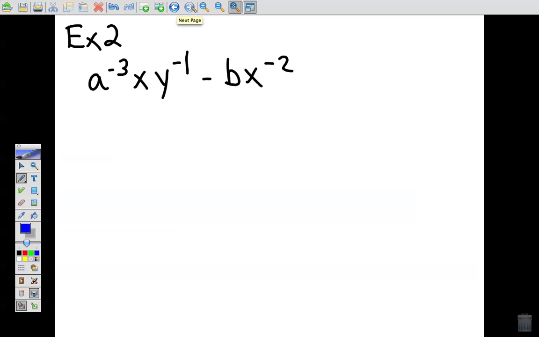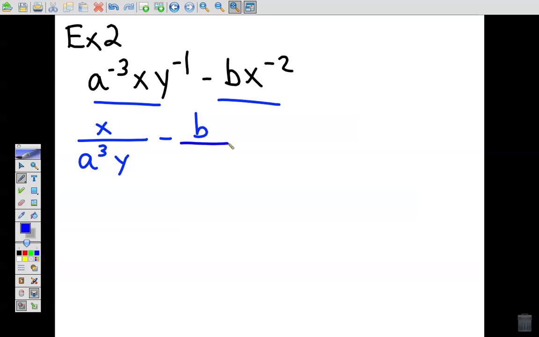So in this case here, I have two terms. They're unlike. I can't do anything with it right now, but I can do something with it by writing the negative exponents positive. So let's do that. So my x stays in the top. I'm going to drop the a to the negative 3 down, becomes this, and then y to the first, minus b over x squared. Now it becomes a problem that we're familiar with. So I write it vertically, and we're going to find our common denominator.